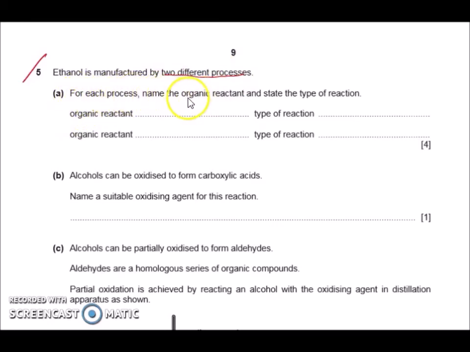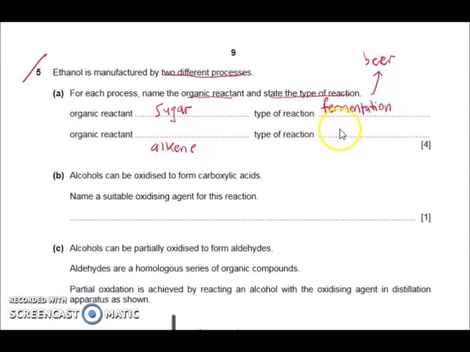For each process, name the organic reactant and state the type of reaction. Firstly, the organic reactant here can be sugar or starch, anything that contains sugar, and it will undergo a fermentation process. In this fermentation process, alcohol is being produced. This is like beer production, all the alcohol production, and it can also be used for bread making.